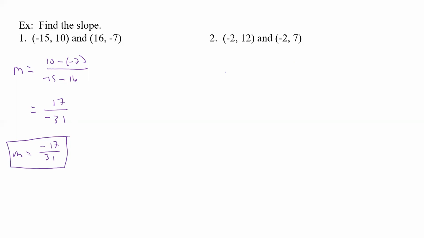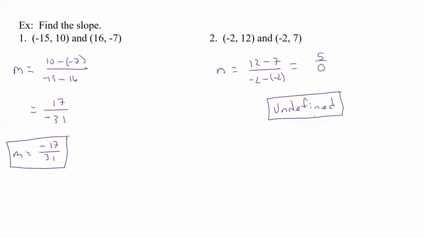All right, what about this one? Well, again, we're just going to choose one of them. It doesn't matter. Well, let's take the 12 minus 7 over minus 2 minus minus 2. All right, so that's going to be 12 minus 7 is 5. Minus 2 plus 2, well, that's going to give us 0. Well, guess what? That's undefined. So that one is one that we have to remember. When you divide by 0, that's undefined. So that means it's a vertical line, okay? And we see it's a vertical line at x equals negative 2.